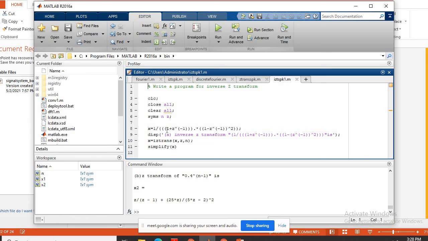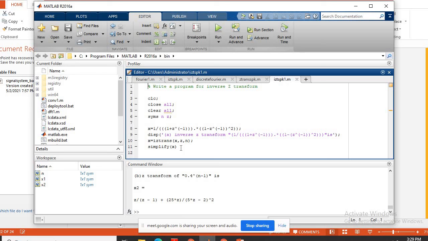Inverse. I have taken 1 upon z raised to minus 1, 1 minus z raised to, whatever you want you can take. Like that I have taken some expression. The only difference is that in the beginning there is clear screen, close all, clear all, and system variables n and z I have used. One expression I have given here. Any expression you want, you can give. A display message I have given, and x is equal to inverse z transform of, and you have to pass the arguments x, z and n.